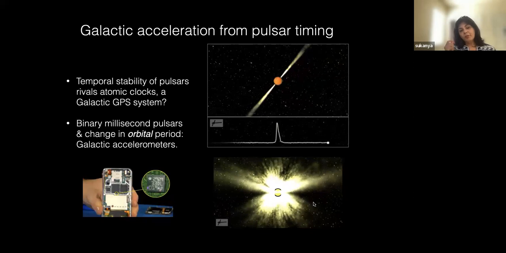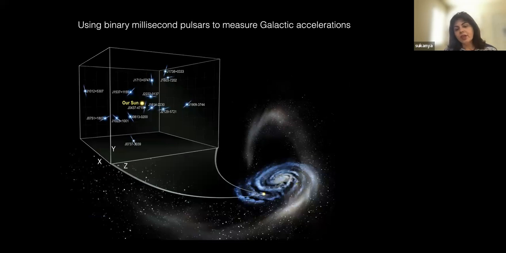And by looking at pairs of binary millisecond pulsars, and specifically looking at the change in the orbital period, we can use them as galactic accelerometers. So let me go through that with you. So this is the distribution of the binary millisecond pulsars.